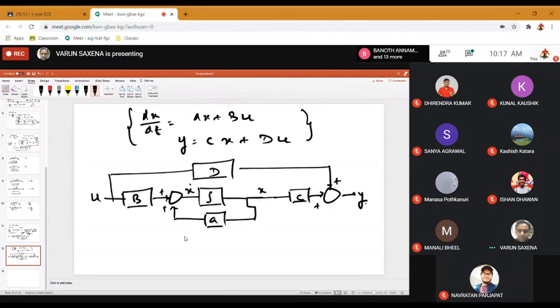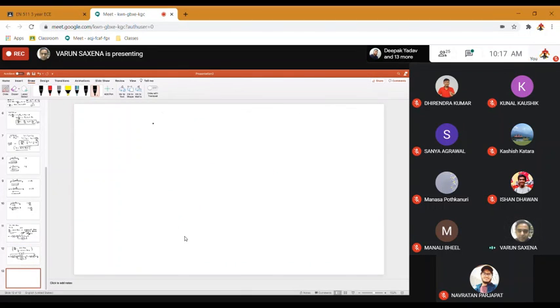Everything is in t. But if you were to make a block diagram in frequency domain, which is generally done to get transfer functions, then, of course, as Kashish said, you have some equation which is going to be ax plus bu. Then you take the Laplace. So this becomes sx. This becomes aX(s).